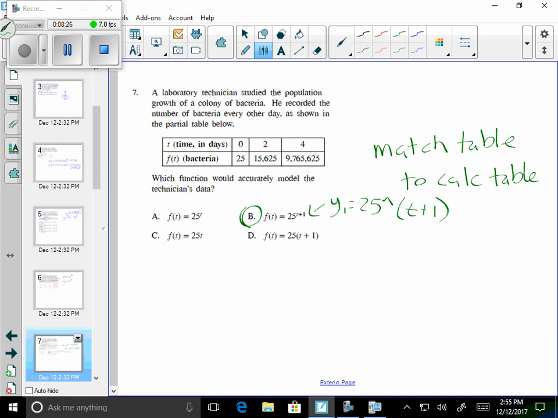So when you hit your exponent, if it doesn't actually make it an exponent, it gives you a little up arrow. Make sure you put the t plus 1 in parentheses, or your calculator might get confused. All right.